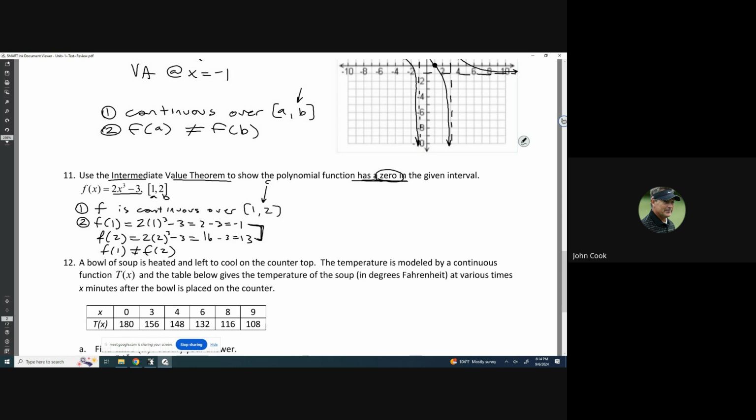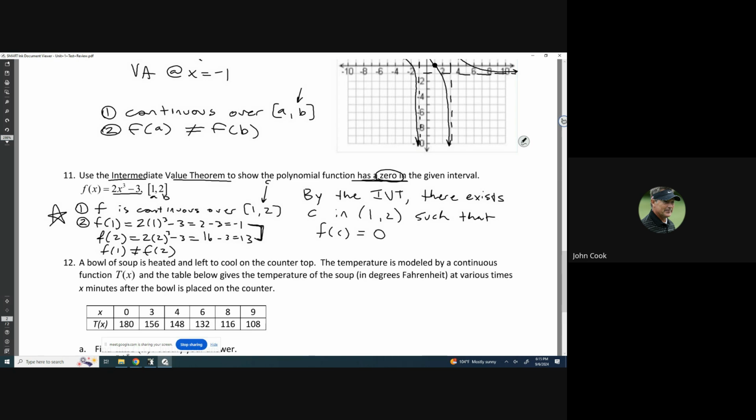Once I show these conditions, which are non-negotiable, you need to show the conditions, now I can use the intermediate value theorem. So here's what I'd write. I'd write out a little sentence: by the intermediate value theorem, there exists a c in between these two numbers, 1 and 2. And I think that this one needs to be an open interval, actually, 1 and 2, such that f of c is equal to 0.